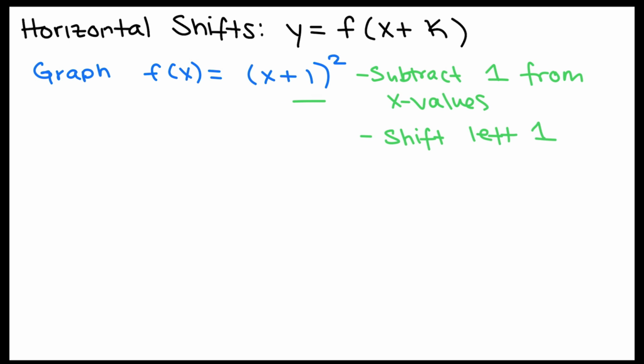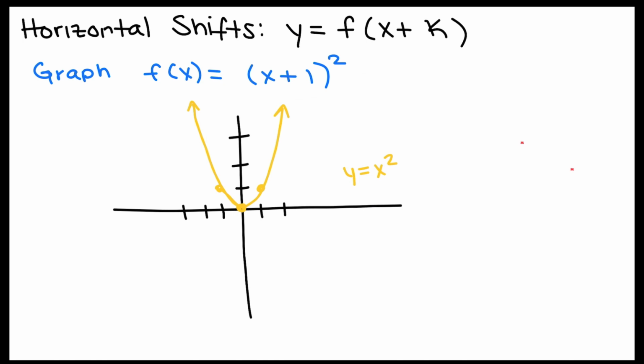All right, so let's make our graph. Our parent function is y equals x squared, which is that basic parabola. I'm going to take all of my x values, and I'm going to subtract 1, or move them left 1. So the point at the origin, 0, 0 becomes negative 1, 0. And then my point 1, 1 goes left 1, negative 1, 1 goes left 1. And what's happened is my entire graph, my entire parabola, has been shifted left 1 unit.